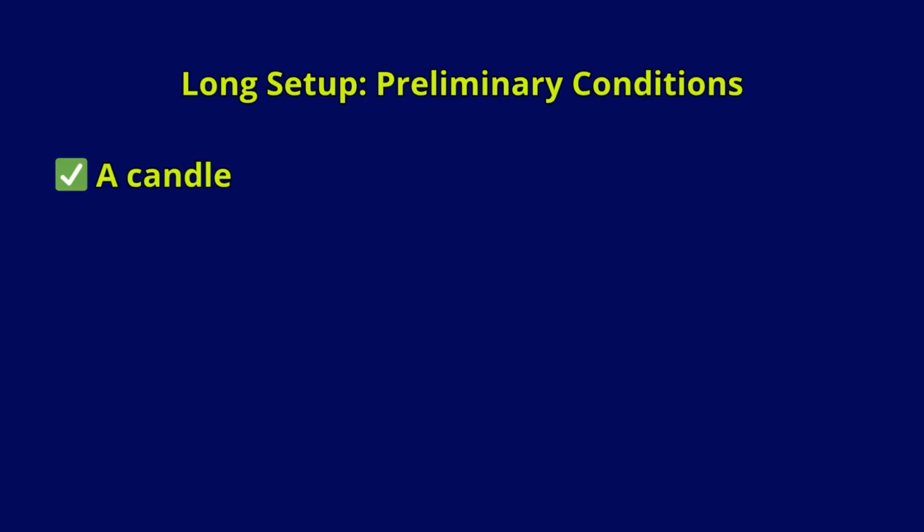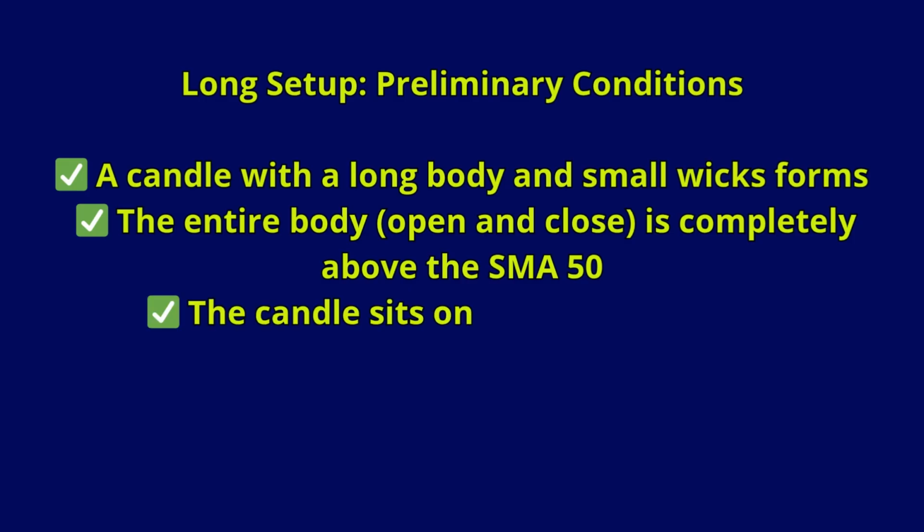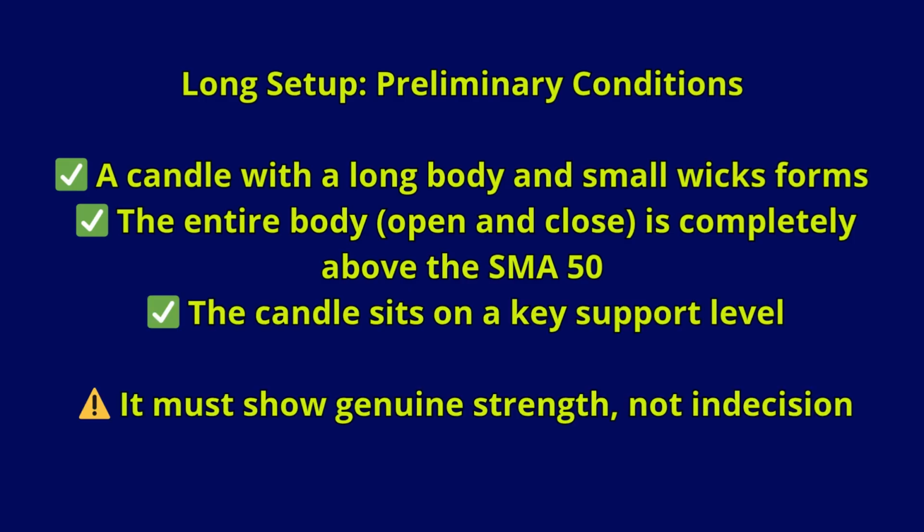Let's detail the preliminary conditions for a long setup. We need an undeniable buying signal, a candle with a long body and small wicks, showing strong control. The entire body must be completely above the SMA 50, confirming an uptrend context. Finally, the candle must be sitting on a key support level. This strict three-point filter ensures the signal shows true strength, eliminating market noise.